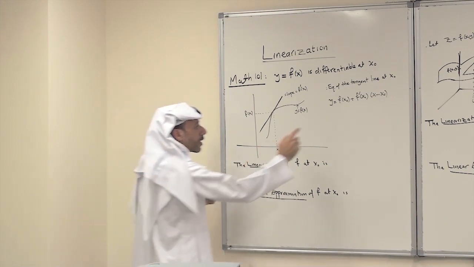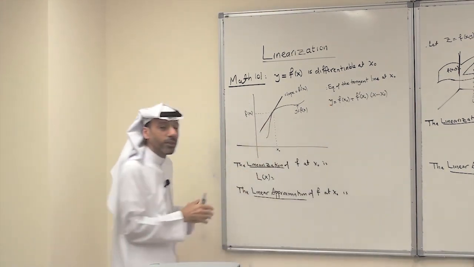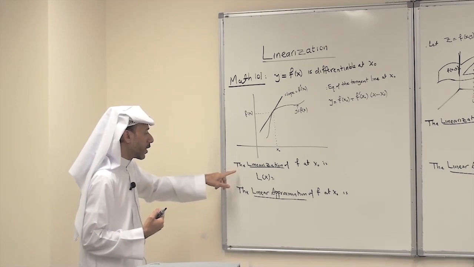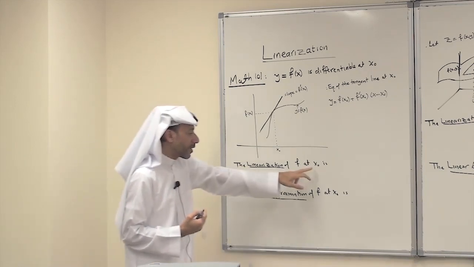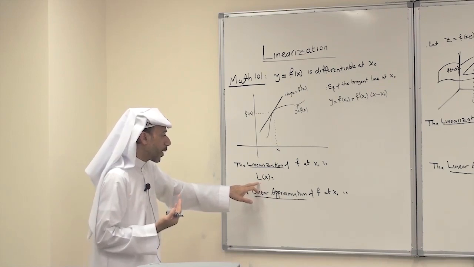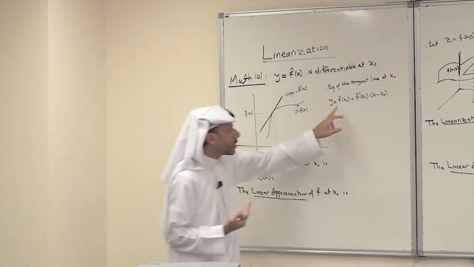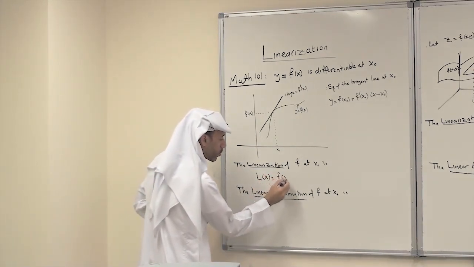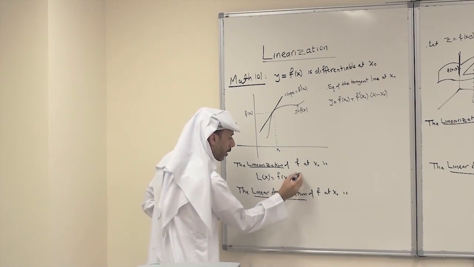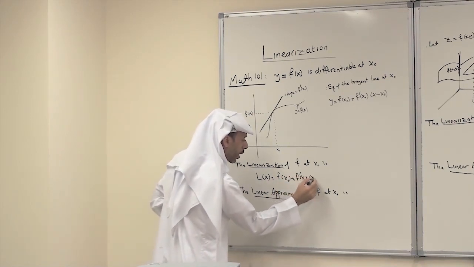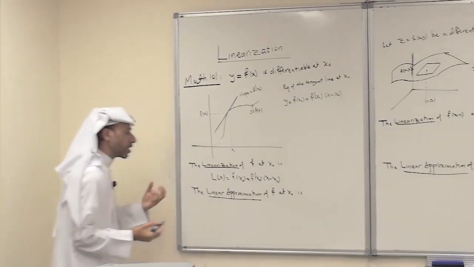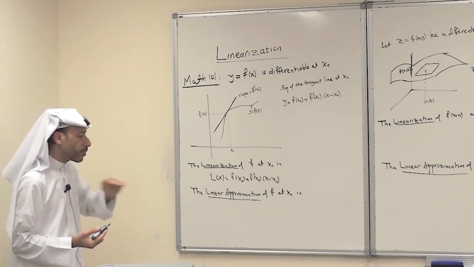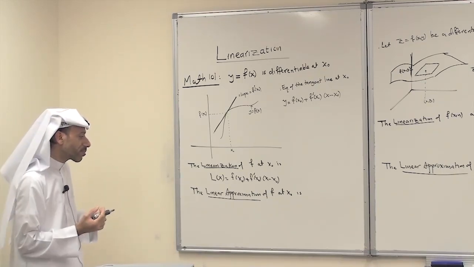Now we take the equation of the tangent line and we give it a special name. We call it the linearization of f at x0. The linearization of f at x0 is denoted by L of x, and it is just the equation of the tangent line: L of x equals f of x0 plus f prime at x0 times x minus x0. So this is the definition of linearization for functions of 1 variable at a point.